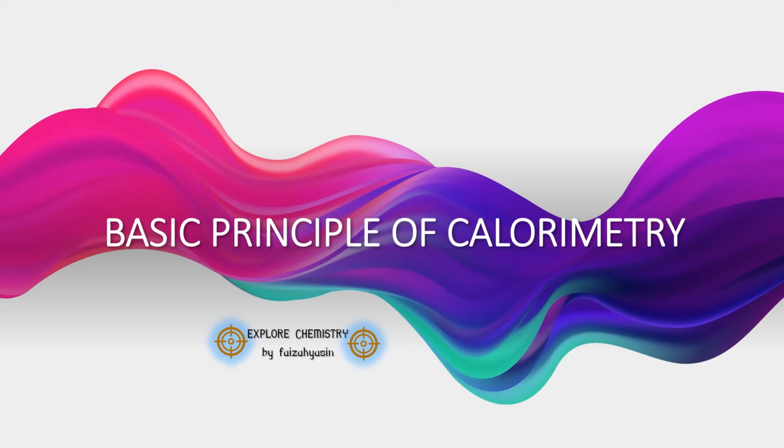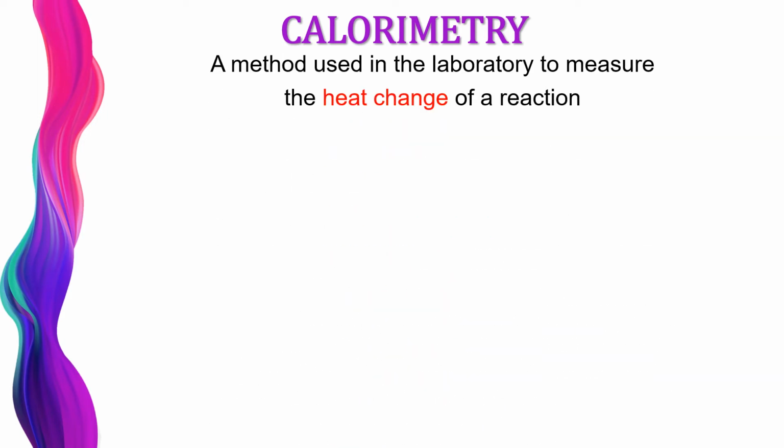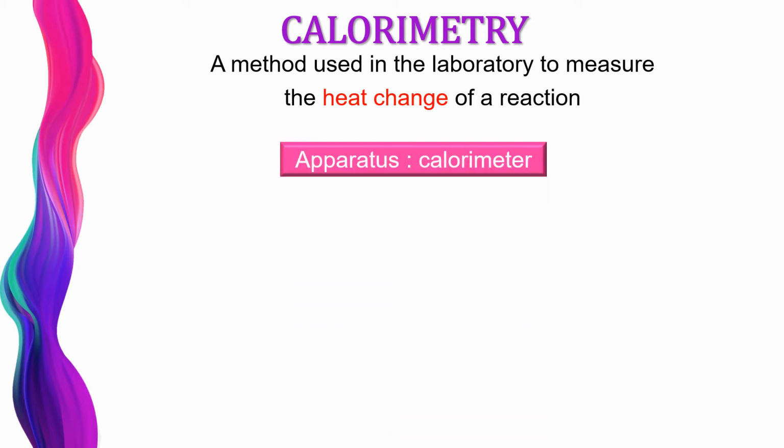Basic principle of calorimetry. Calorimetry is a method used in the laboratory to measure the heat change of a reaction. Heat change di sini boleh juga membawa maksud enthalpy change iaitu delta H. The apparatus used to measure the heat change is calorimeter.